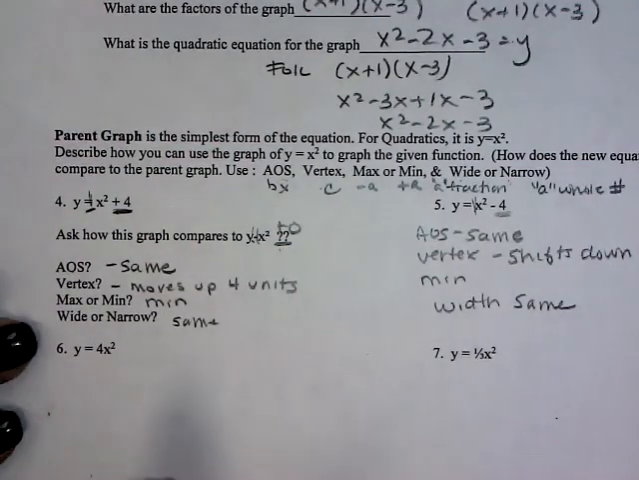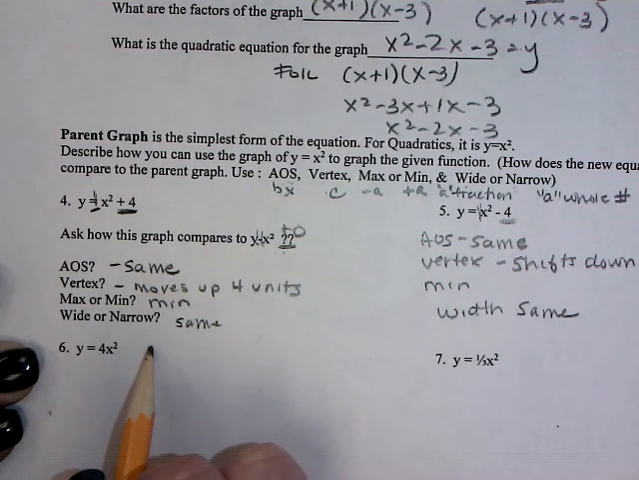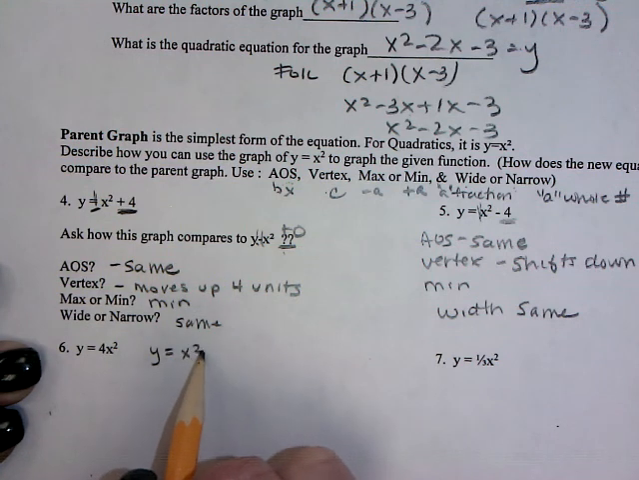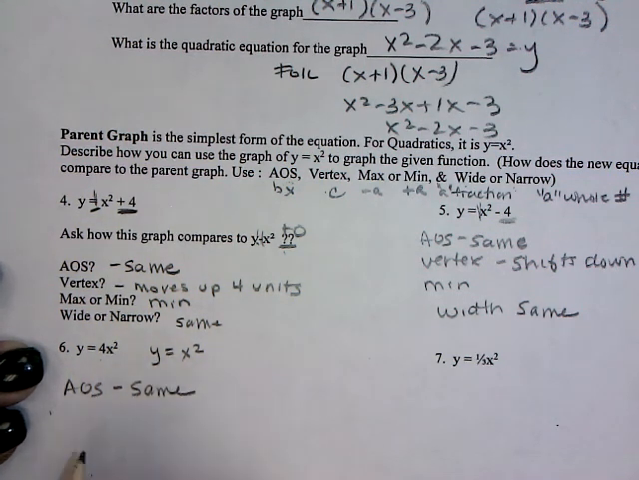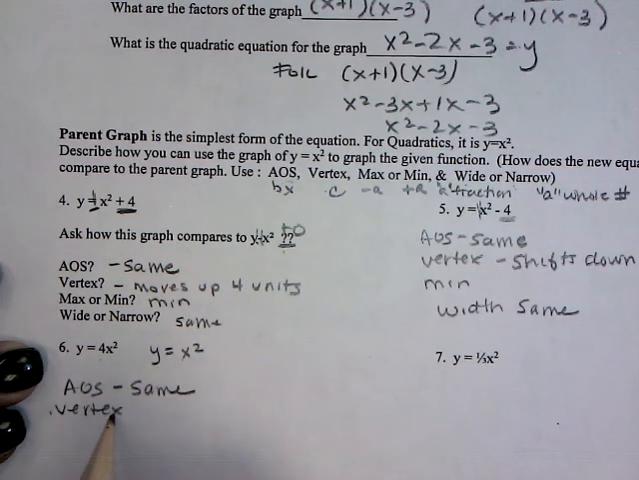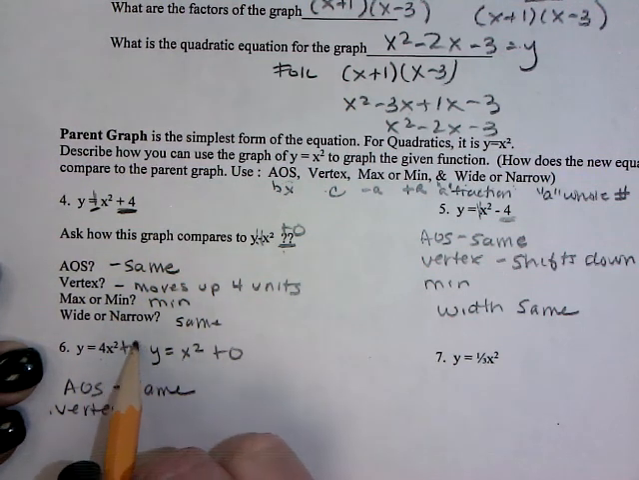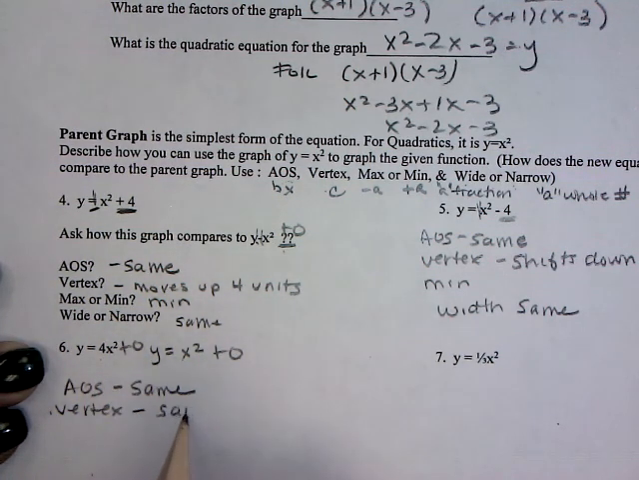All right, so then looking at this one right here, we're going to compare it. I think I like writing it out. So we're going to compare it to y equals x squared. First, for the axis of symmetry, is there any middle term? No, so it's got the same axis of symmetry. For the vertex, this one has +0, this one has +0, so my vertex is the same.